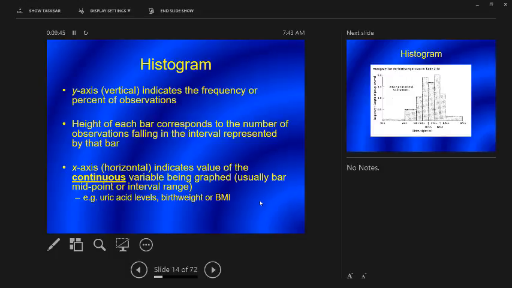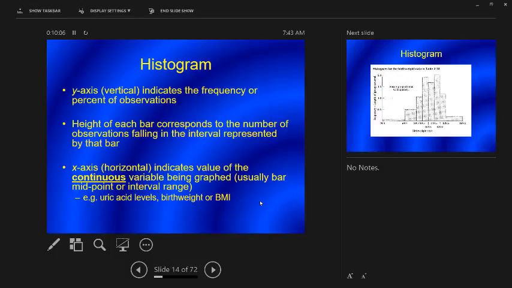Okay, so now the frequency table is actually a tabular way to summarize your data, not graphical. But now we're going to move on to some graphical methods. First would be a histogram. In a histogram, the y-axis is the vertical axis, and that will indicate the frequency or percentage of observations.